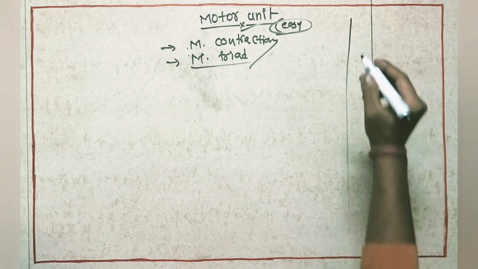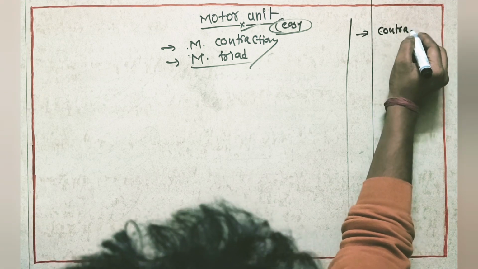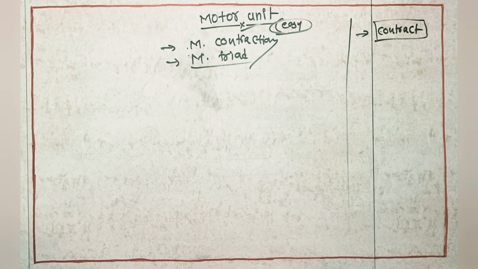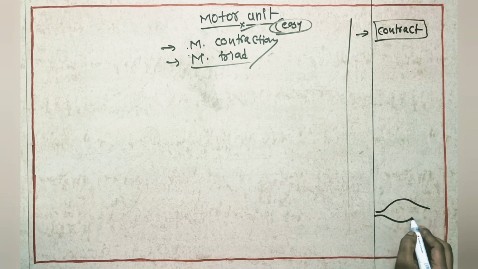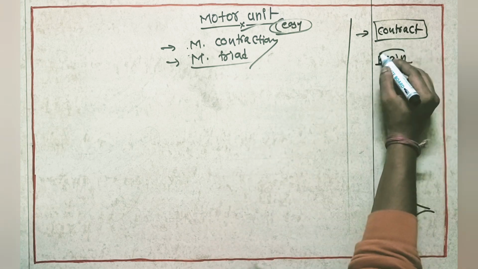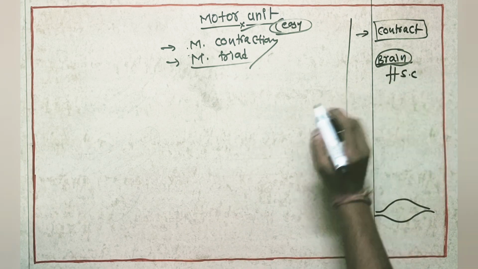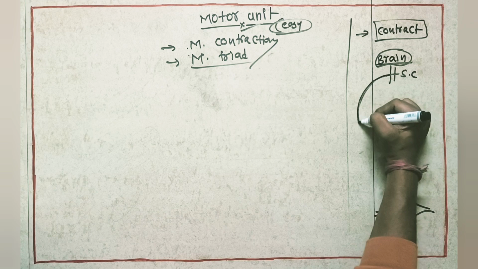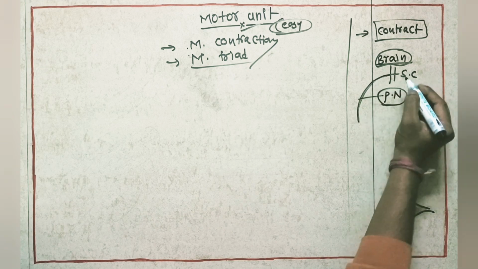Suppose a muscle has to contract. What do we need? We'll see here. Suppose here we have a muscle. First we need a response, a signal, from the brain. From the brain, the spinal cord is here. From here we have the peripheral nerve.